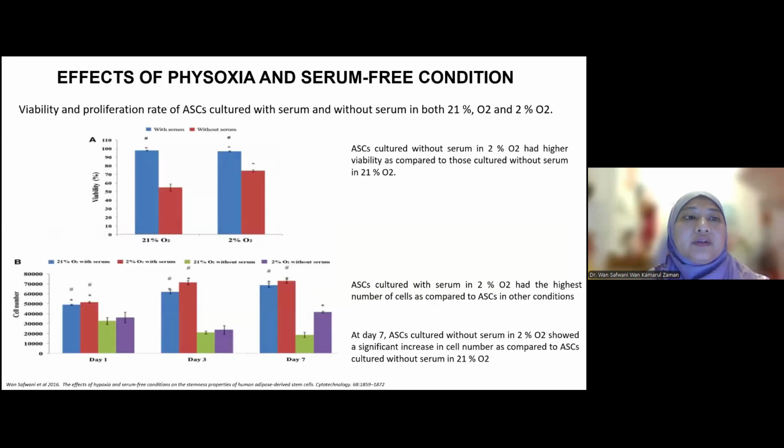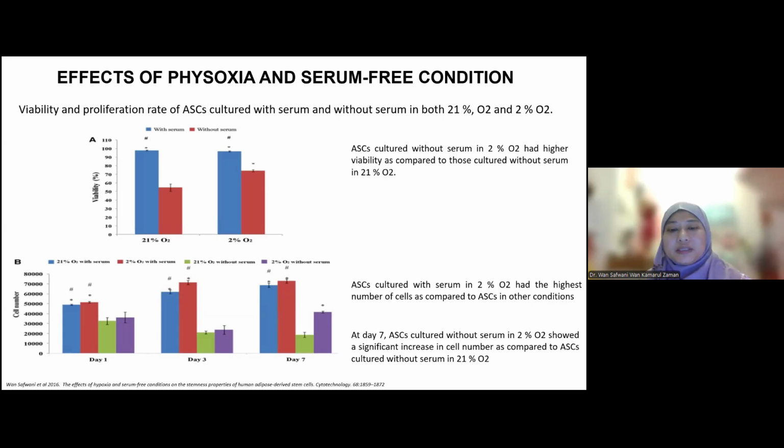So when we look at the viability and proliferation rate, it seems to be parallel with the images which I've shown you before this. We can see that the cells cultured without serum at 2% oxygen have a higher viability as compared to those cultured without serum in 21% oxygen. We can also see that the cells cultured with serum at 2% oxygen seem to have the highest number of cells as compared to other conditions.